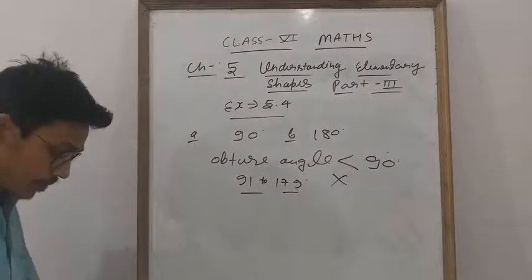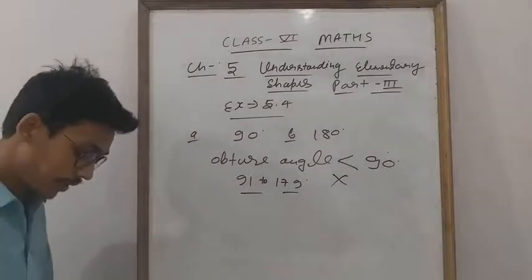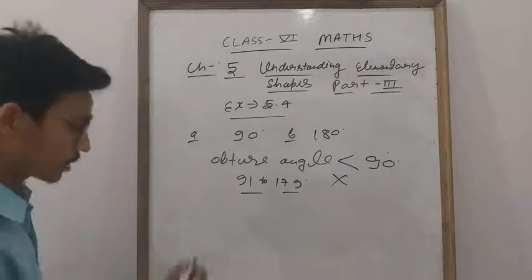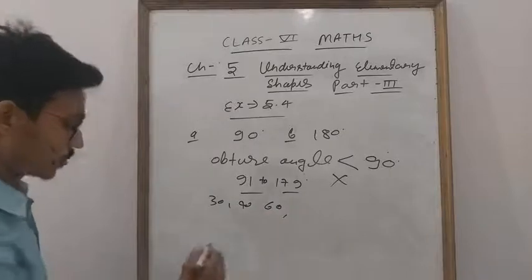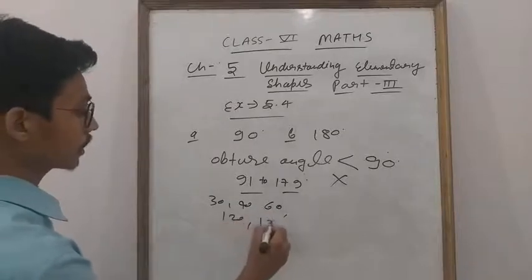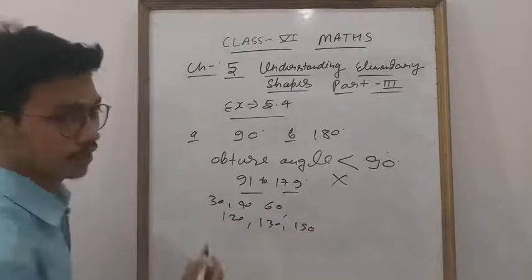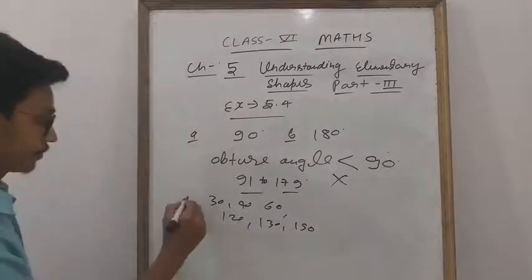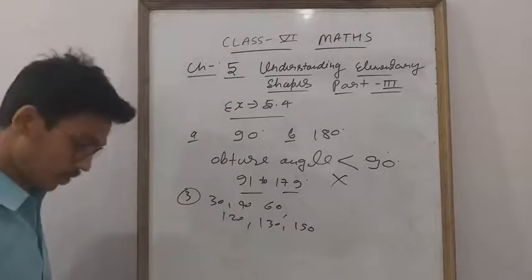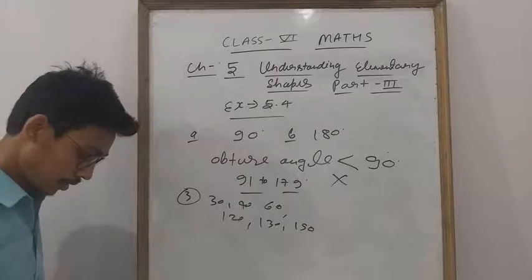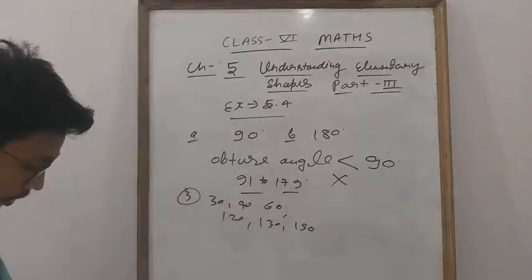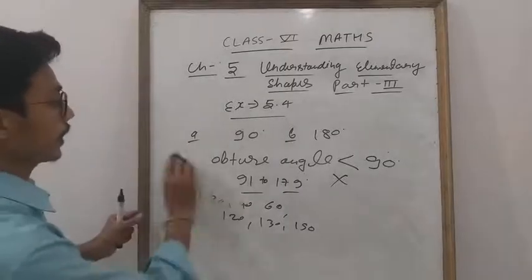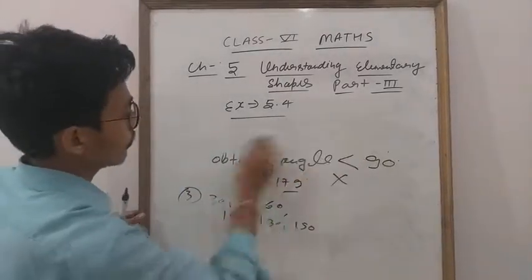So on the basis of this, you will solve this question. Now you have to write some acute angles and some obtuse angles. The acute angles, you know, can be 30, 40, 60, or obtuse angles like 120, 130, 150. You can write them down. This is question number 3. Okay everyone, you will do this question yourself. All the questions are based on this. Now move to exercise 5.5.